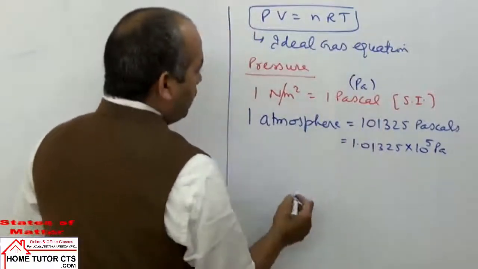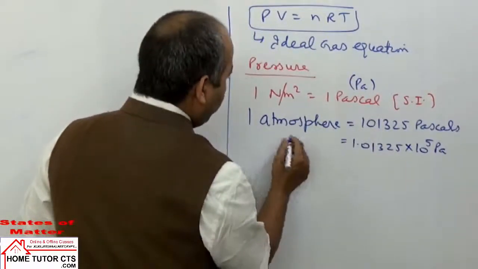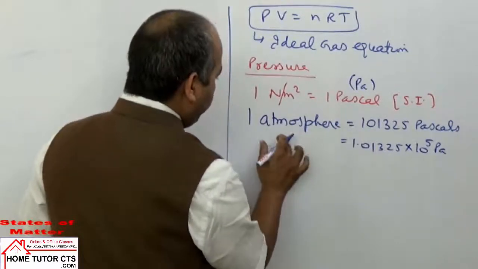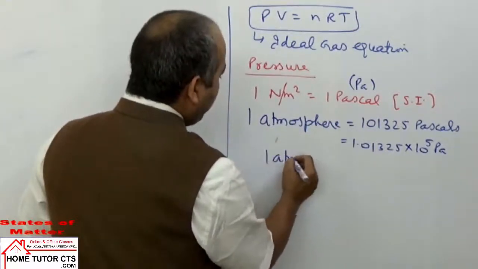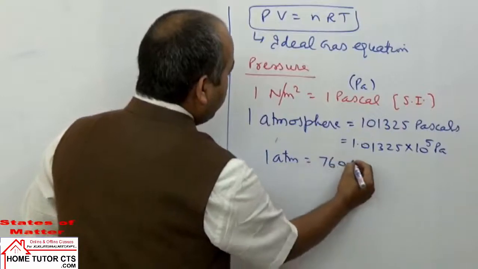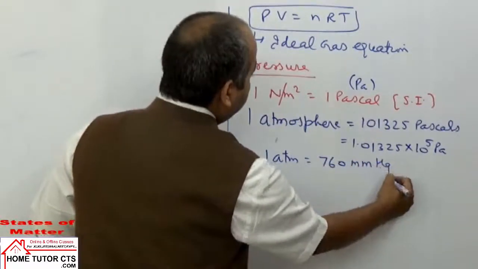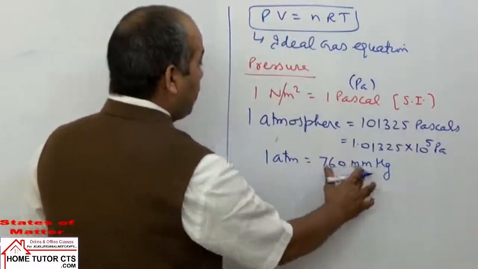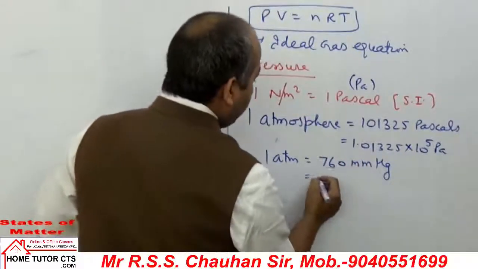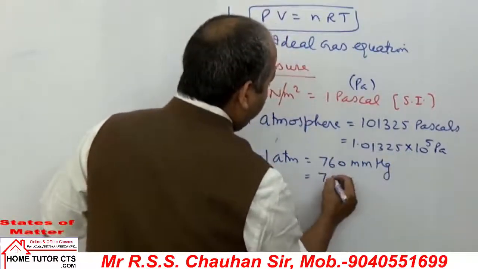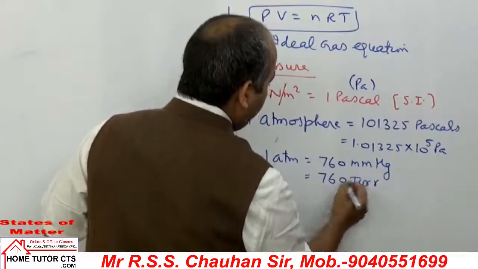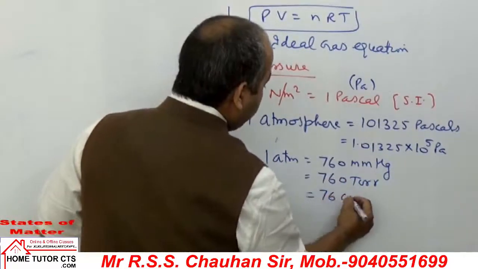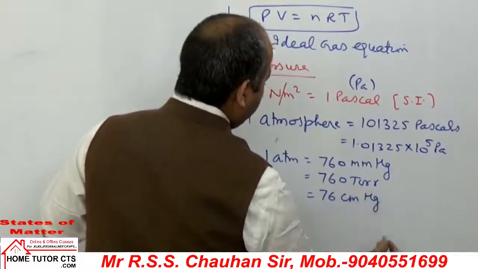Then you can take 1 atmosphere, written in short as 1 atm. 1 atm can also be taken equal to 760 millimeter of mercury, when pressure is given in the scale of millimeter of mercury, or 760 torr, or 76 centimeter of mercury.